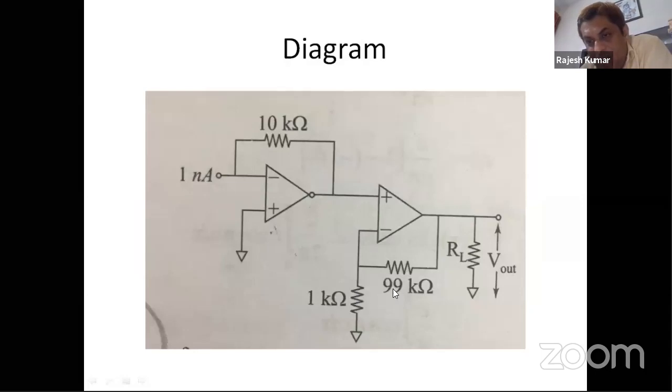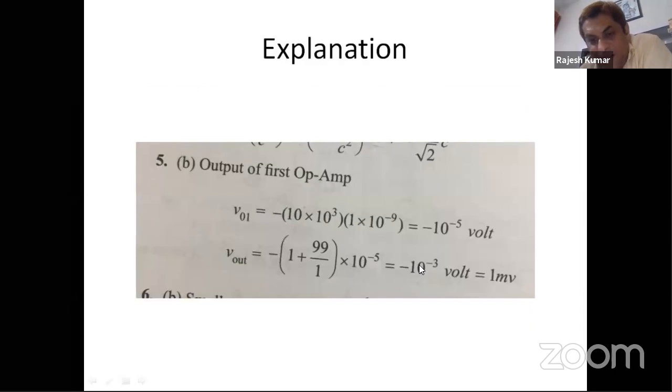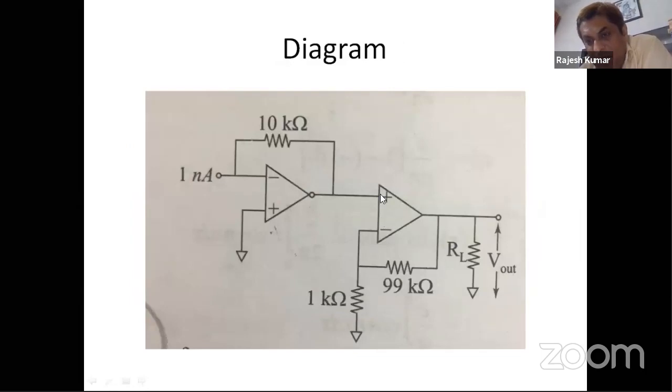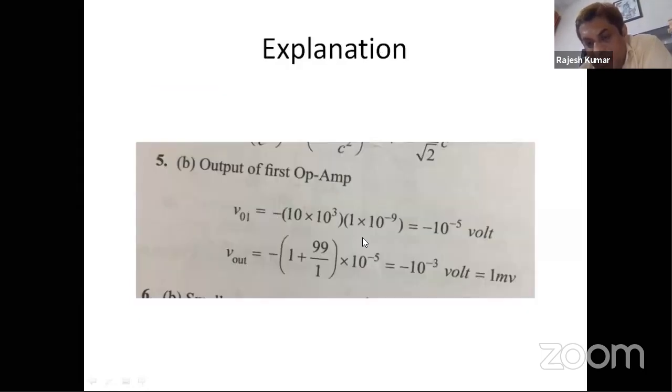RF is given as 99 kilo ohms. RI is given as 1 kilo ohm. And the input voltage is given as minus 5 volt. Now this is connected to the positive terminal. So ultimately, if you solve all these things, your answer will come out as 1 millivolt.